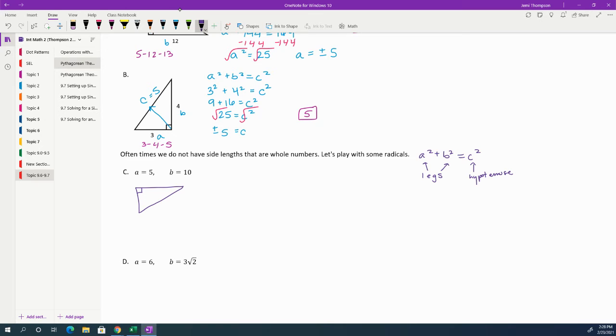If they give me A and B, those have to be the legs. So I'm going to write 5 here and 10 here, just because this length that I drew looks longer. And I'm going to reserve the hypotenuse for the side that I'm looking for. They give me A, they give me B. That means I'm looking for C. C has to be the hypotenuse.